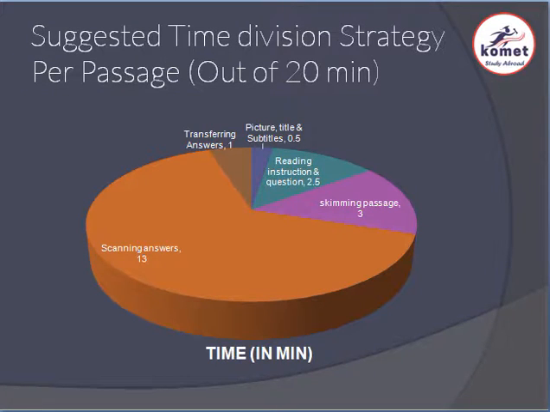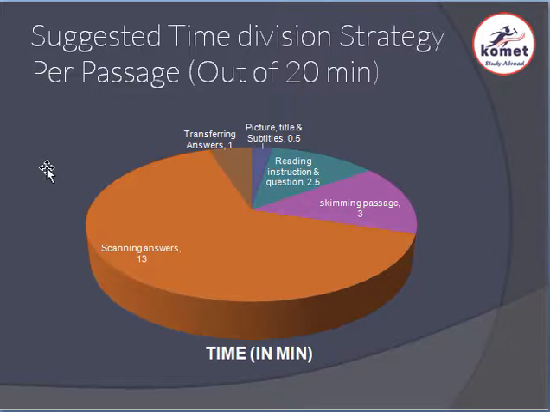Now this is a suggested time division strategy per passage. As I have said, the recommended time for one passage is 20 minutes. In this 20 minutes, for the pictures, titles and subtitles, you should not spend more than 30 seconds of the total time, and it is sufficient to understand the content. We need to anticipate the content when looking at the pictures and reading the titles and subtitles.